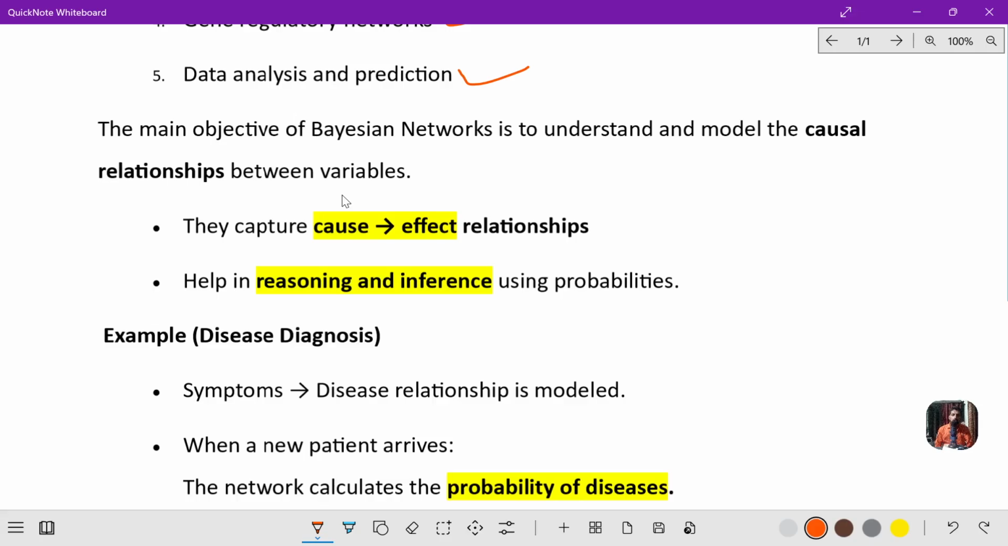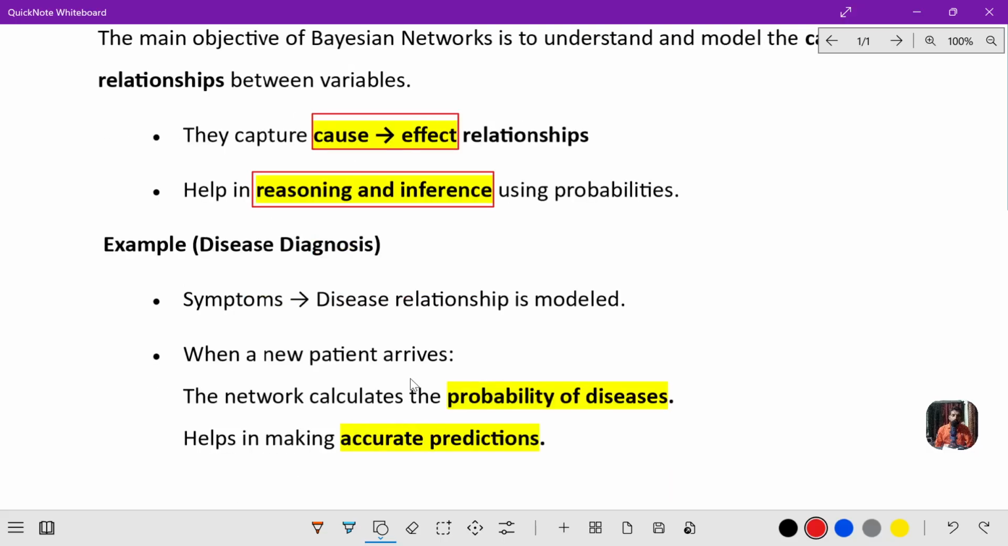So it is going to show the causal relationship between the variables. They capture cause and effect relationships, and help in reasoning and inference using probabilities. For example, you observe cause and effect, something like symptoms. When you have the symptoms, we can predict the disease. So the relationship between symptoms and disease is modeled. When a new patient arrives, the network calculates the probability of diseases, and it helps in making accurate predictions.